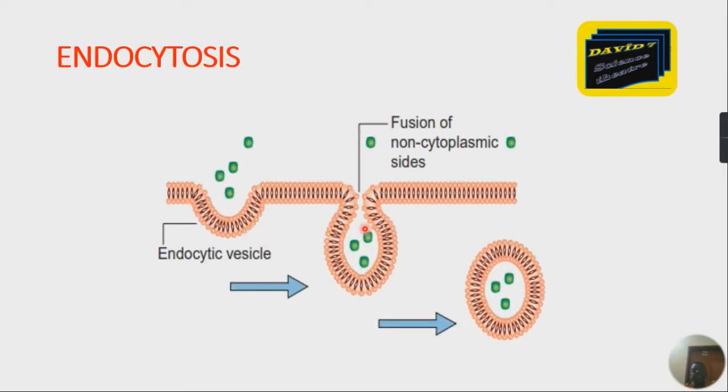Okay, so in endocytosis, as you can see, this is a macromolecule. It comes here and is being engulfed. Now the phospholipid bilayer breaks off to form a vesicle. This is a vesicle which transports the endocytosed macromolecule. Okay, so this is endocytosis. There's fusion of non-cytoplasmic sites. Okay, let's continue.